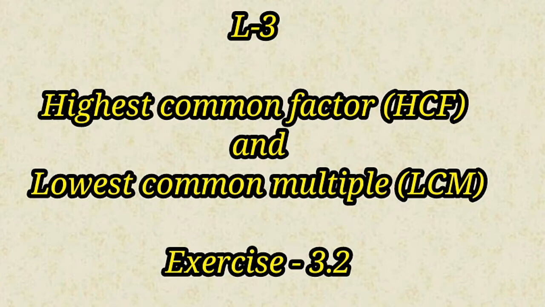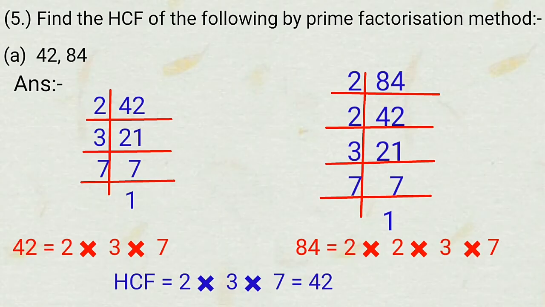Today's topic is subject math. 5th class, lesson 3, highest common factor HCF and lowest common multiple LCM, exercise 3.2, and this is part 2. Fifth is find the HCF of the following by prime factorization method. So A part is 42 and 84.